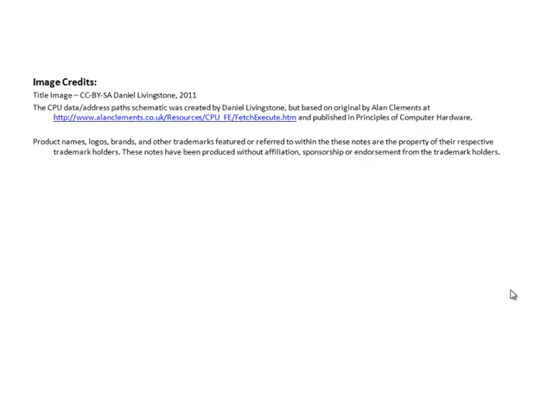The title image is by myself. The CPU data address path schematic shown in this slide was one I created. It was based on an original by Alan Clements, which you can see on his website. And similar diagrams are also available in his Principles of Computer Hardware book.